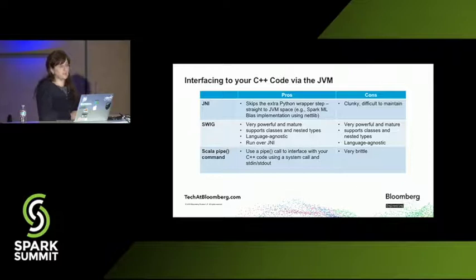So this is definitely something you can do, but if anyone here has ever written any JNI code, it's actually very clunky, difficult to maintain, and hard to use. So it's one of those things that you don't really want to do more than once. Your other option is to use SWIG. As you can do with Python, you can do the same thing with Java and call your C++ code via SWIG directly from the JVM rather than from Python.